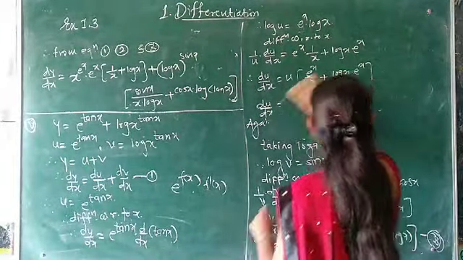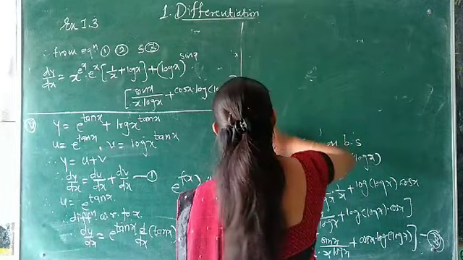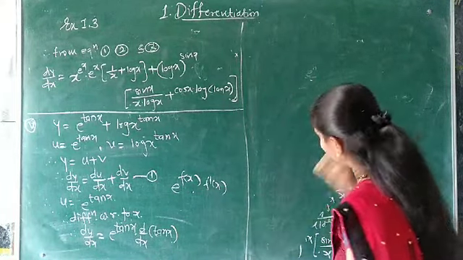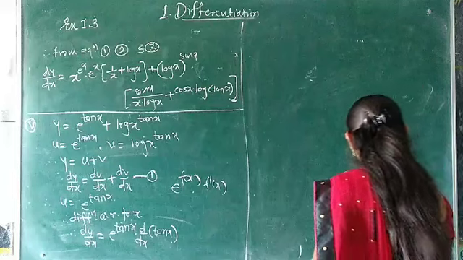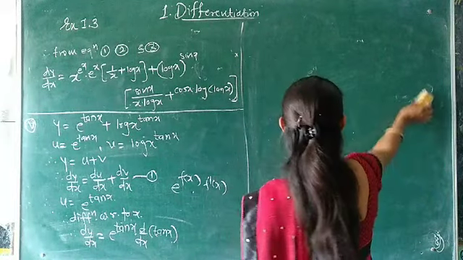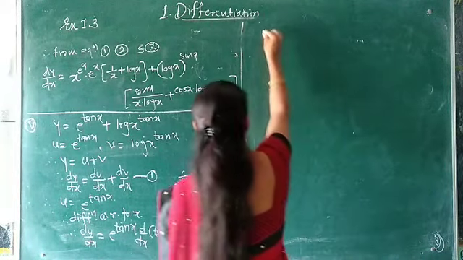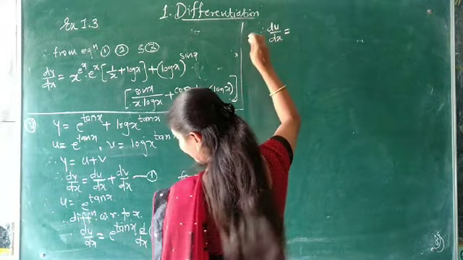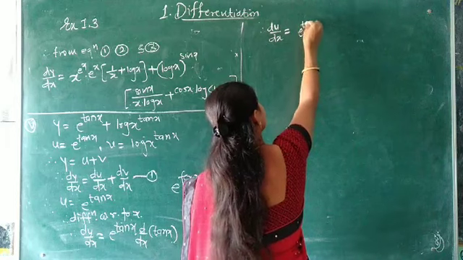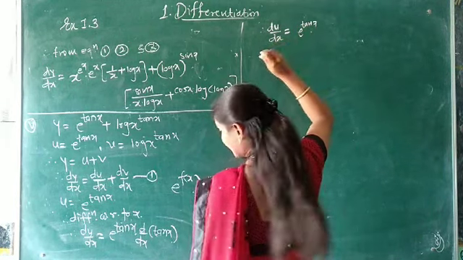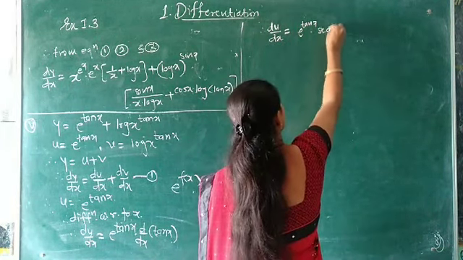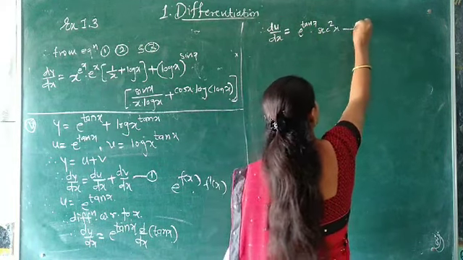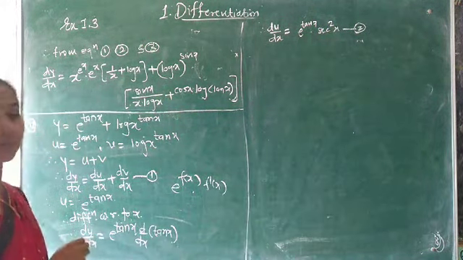Therefore, du upon dx is equal to e raised to tan x into, what is the derivative of tan x? It is sec square x. Equation number 2. First we get the answer of du upon dx.